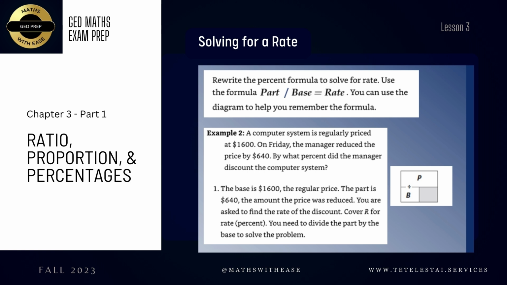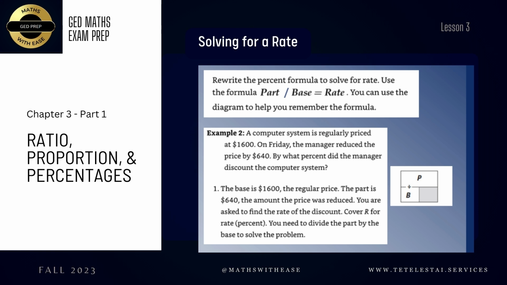We know that our base is 1,600, which is the regular price. And we know that he reduced this 1,600 by a portion or a part of that 1,600, and that part happens to be 640, right? So you're gonna state your solution in terms of the information given. The base is 1,600, which is the regular price, and the part is 640, or the amount that the price was reduced by, right? And so you're being asked to find the rate of the discount.